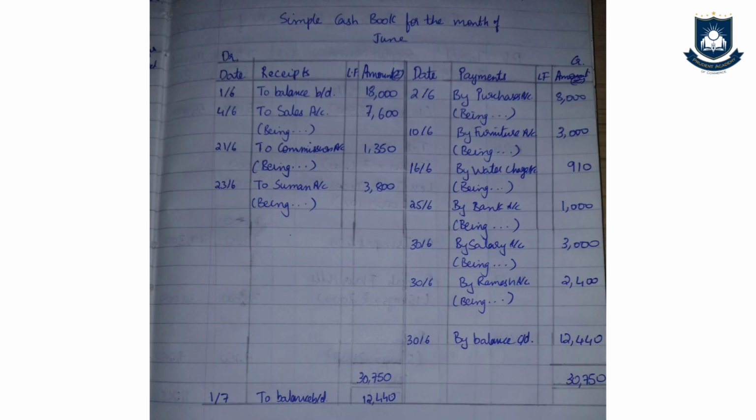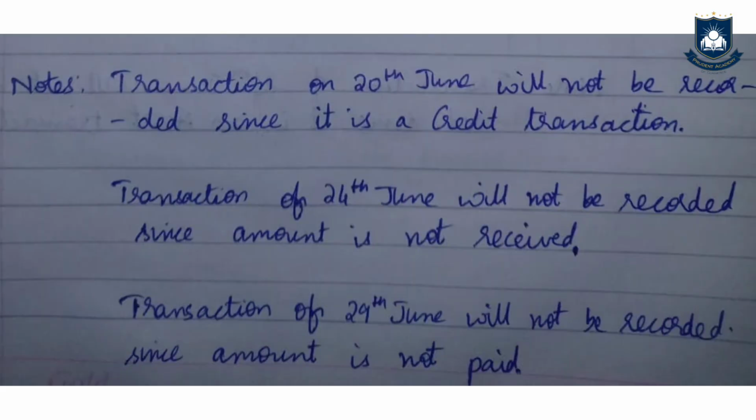However, the problem will not end over here. We'll once again have to write the next month's first day. Since it was for June, the next month's first day will be 1st of July. We'll be writing to balance brought down 12,440. The balance carried down amount will be the balance brought down amount, and then we will draw the line. Now, after doing this, we'll write some notes for the transactions ignored.